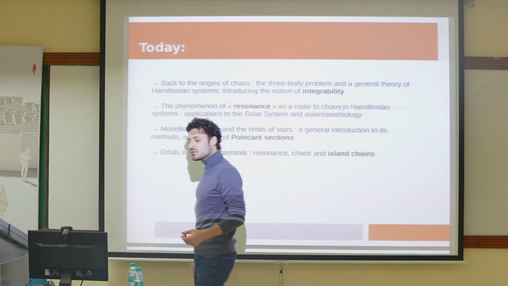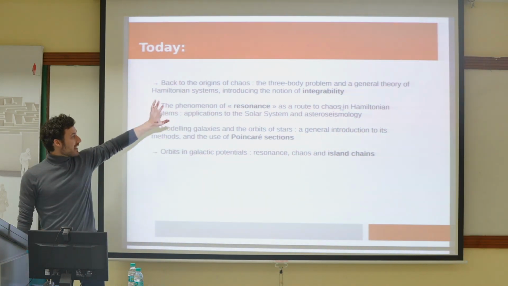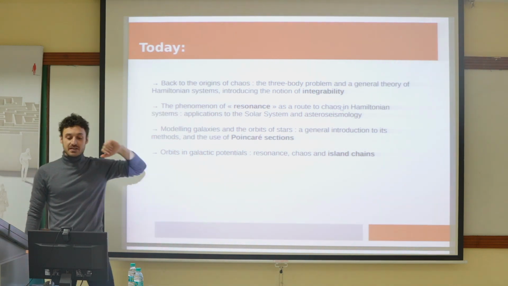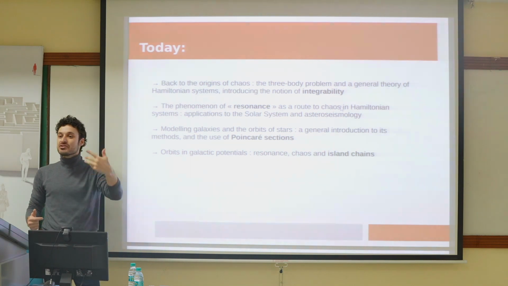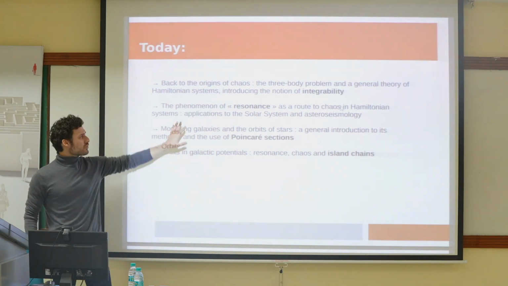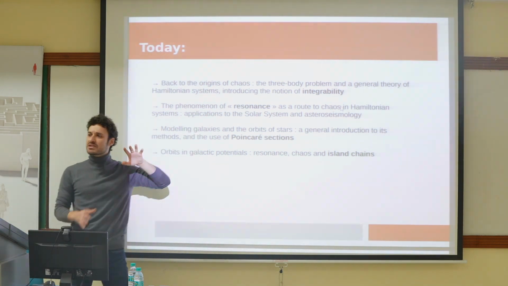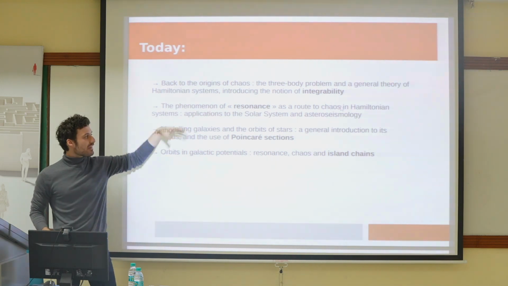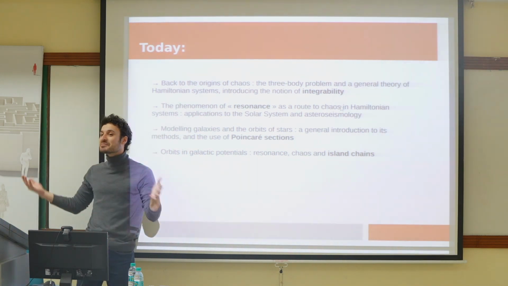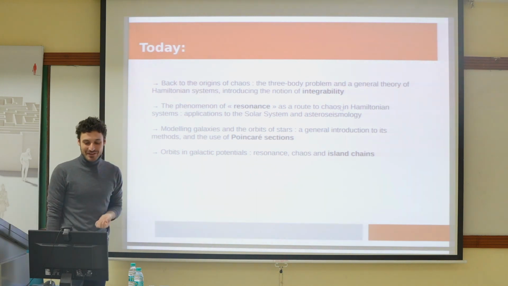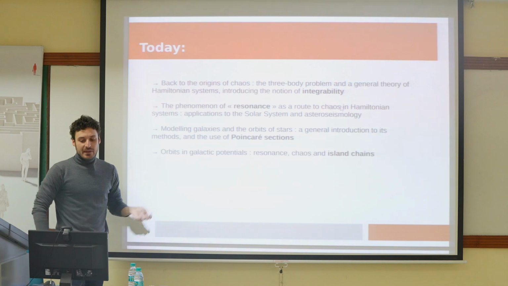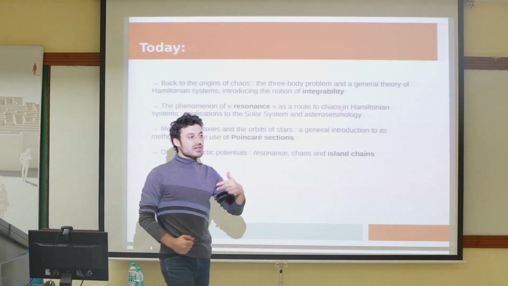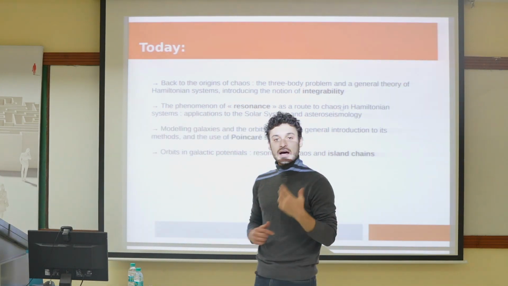The second thing we're going to do is introduce the notion of resonance. Resonance, as we're going to see, is the way that a Hamiltonian system can become chaotic, right? Resonance is something you will probably have some intuitive understanding of, so we'll lean on that heavily to then apply this to systems you'll be less familiar with, such as the solar system and astroseismology.